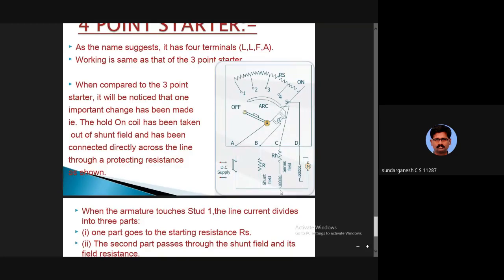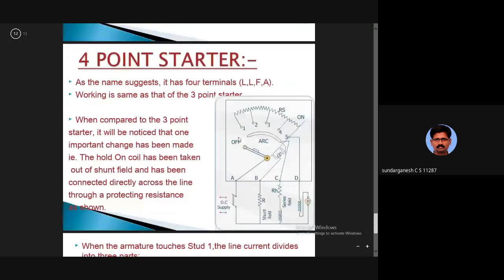So if you change this shunt field or series field, there is no effect on the hold-on coil. So that is a great advantage in the 4-point starter. So it is mainly used in compound motors. Okay. So when you close this switch, one current flows like this, another current flows through this, and another through this. So the current is divided into 3 parts: one through the resistance, second through this protective device, and third through this shunt field and series field resistance.